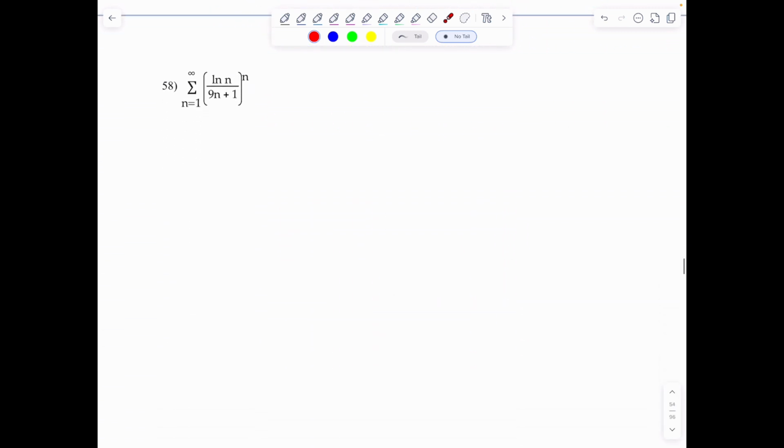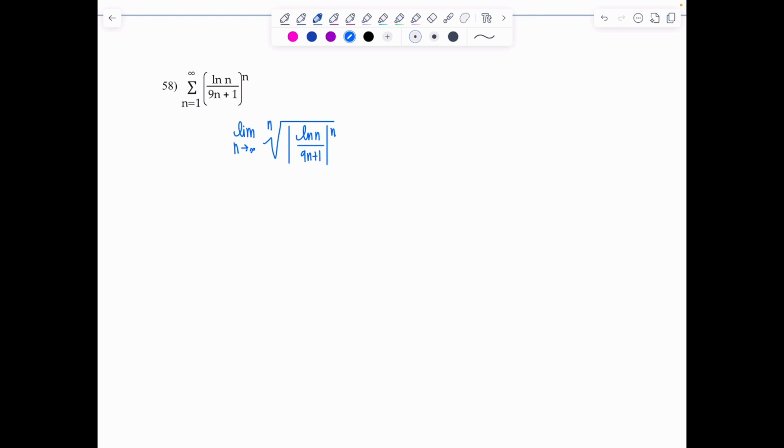Okay, let's look at another one. And again, we're using the root test. We have here the sum n equals 1 to infinity, natural log of n over 9n plus 1, all raised to the n. Now, even if they hadn't told me to do the root test, I'd be inclined to apply it because everything's being raised to the n. So it feels like everything should work out nicely, you know what I mean? So we've got the limit as n goes to infinity of the nth root of the absolute value of natural log of n over 9n plus 1, all raised to the n.